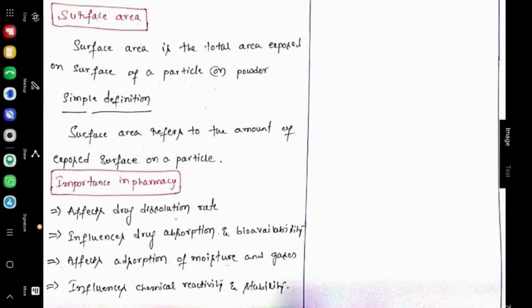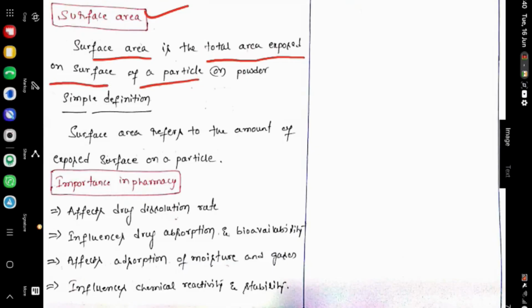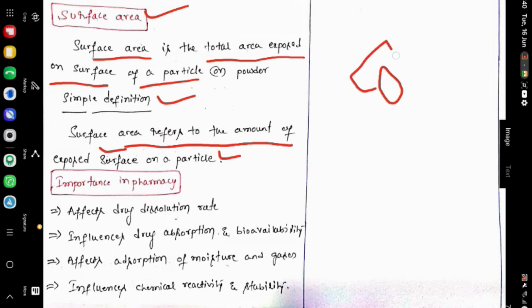Now another property is called surface area. Surface area is the total area which is exposed on the surface of a particle. In the simple definition, surface area refers to the amount of the exposed surface on the particle. For example, it is a powder particle, then this is the total exposed surface area. So what is the importance in pharmacy? It mainly affects the drug dissolution rate.